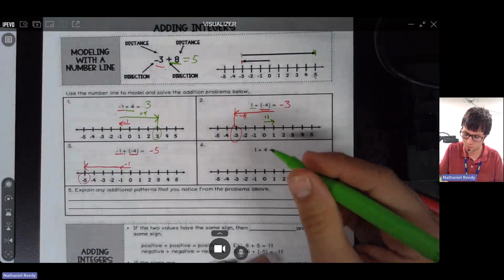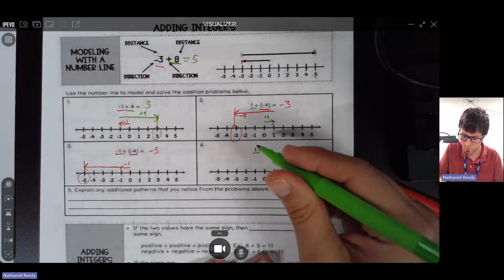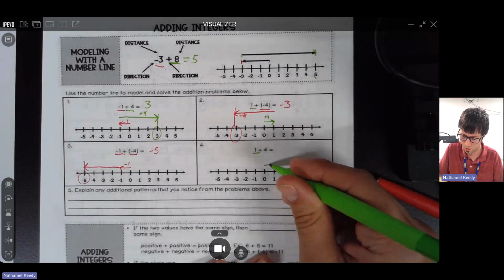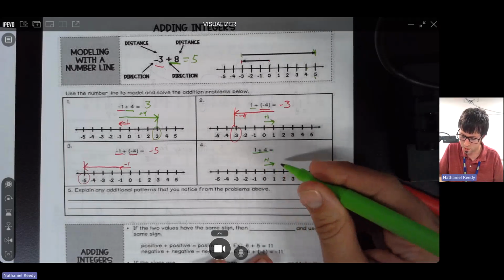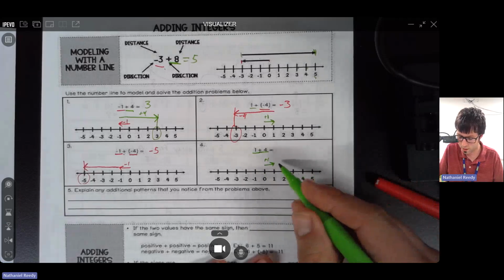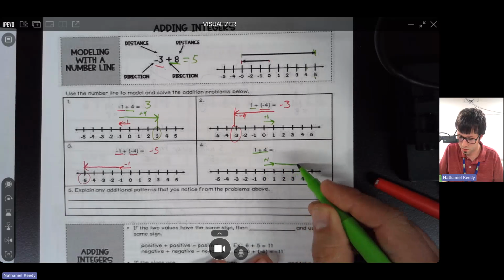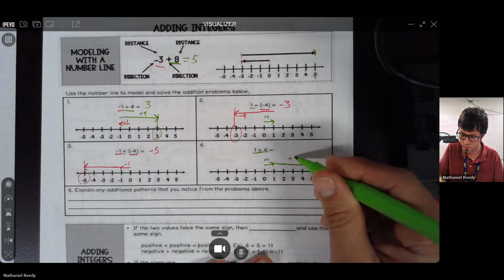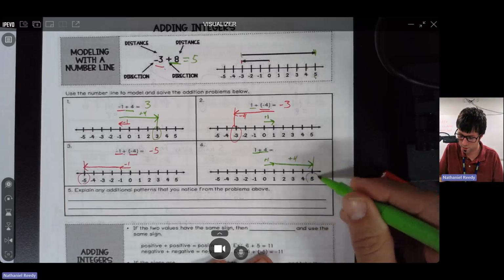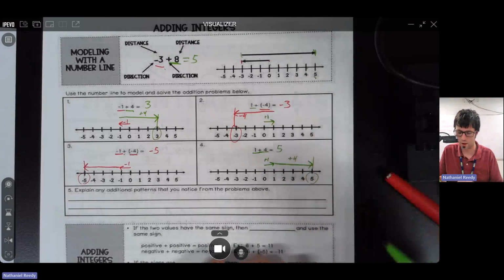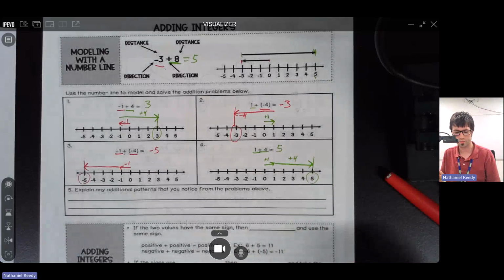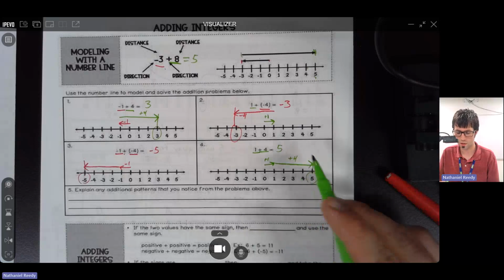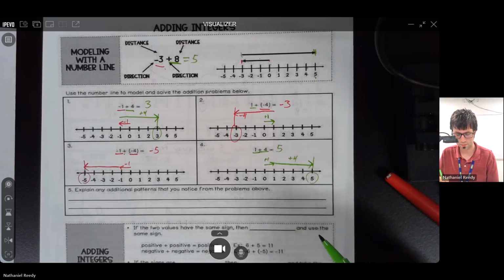Hopefully this one was the easiest one, but let's find out. 1, well, it's a positive 1, so I start at 0 and I go 1 to the right. Plus 4, that's a positive 4, so I go 4 to the right again. 1, 2, 3, 4. And where did I stop at? Well, that's a positive 5, so I just write 5. Remember that if you see a number with no sign in front, you always assume it's positive. So there's the answers. I hope that made sense.